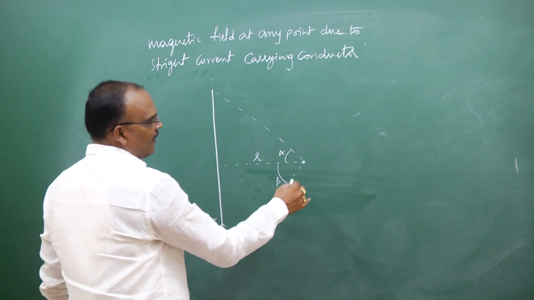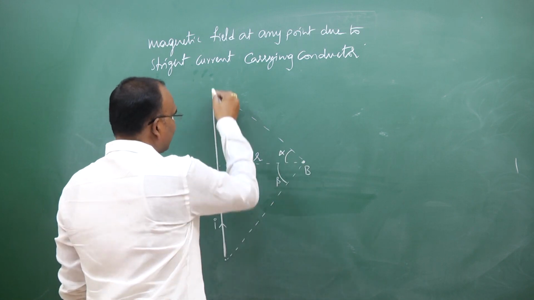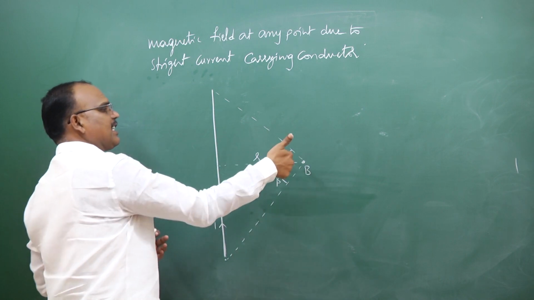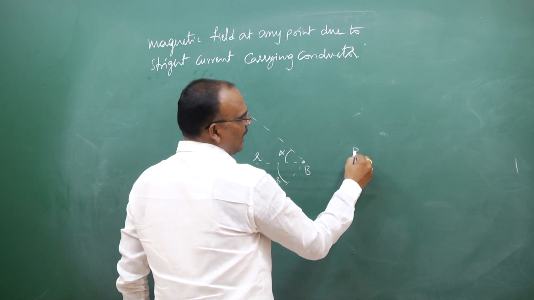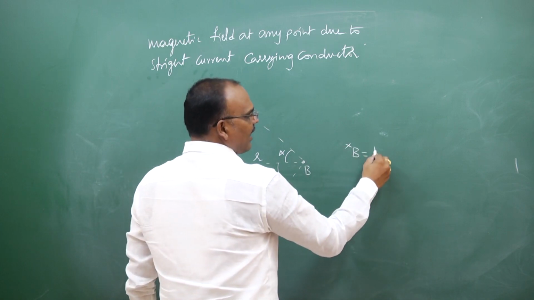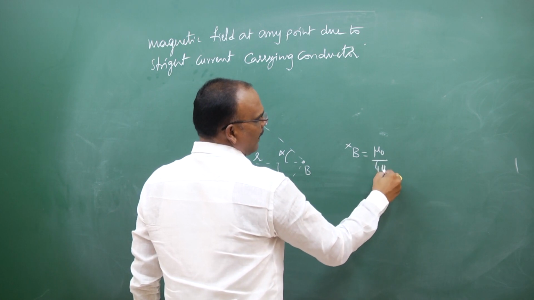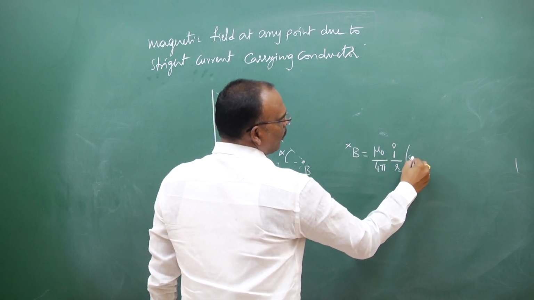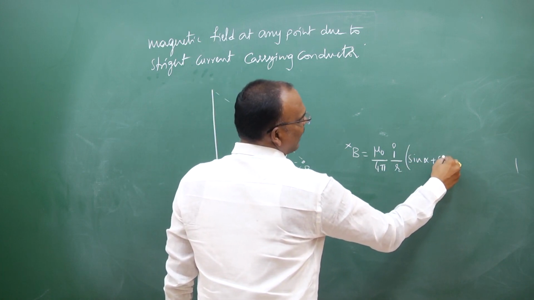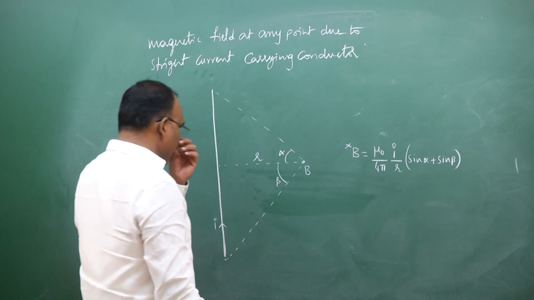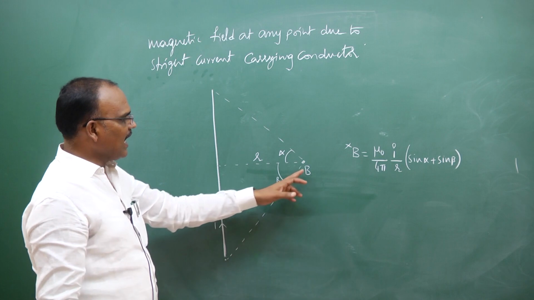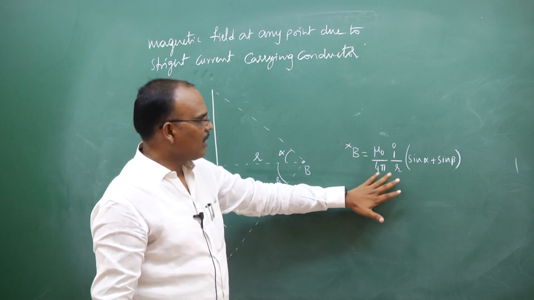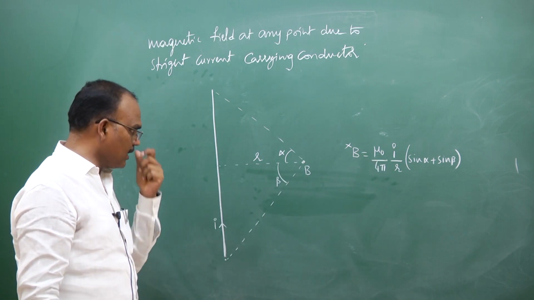The magnetic field due to this entire conductor at this point, no doubt, is into the board. Direction is only into. So I can directly write the expression: mu naught by 4 pi, I by the perpendicular distance R, into sin alpha plus sin beta. This is the mathematical expression for the magnetic field at any point due to a finite length straight conductor. This we are going to derive in this video.